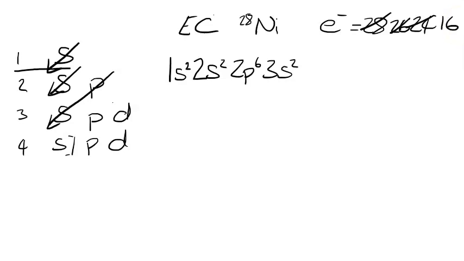Now notice how we're going to skip the 3D and go straight to the 4S for this one. So we go 3p6, and we use up 6, so we're down to 10 electrons. And then the 4S, and I'm just going to leave a bit of a gap, because even though we fill the 4S first, we still write the electron configuration numerically.